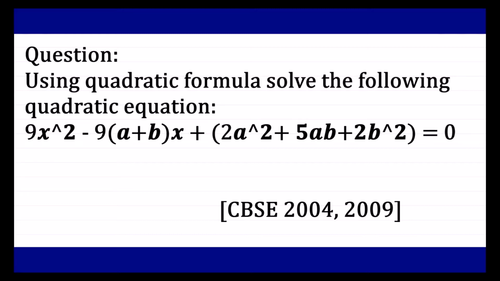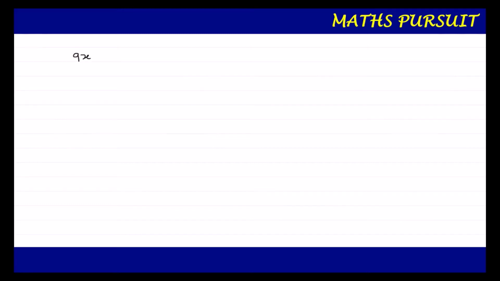Now, the given question is 9x^2 minus 9(a+b)x plus 2a^2 plus 5ab plus 2b^2 is equal to 0. This is what is being given.